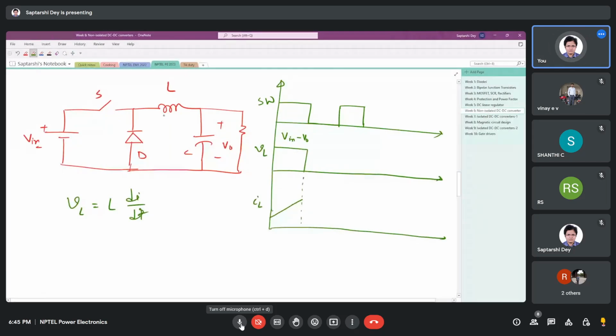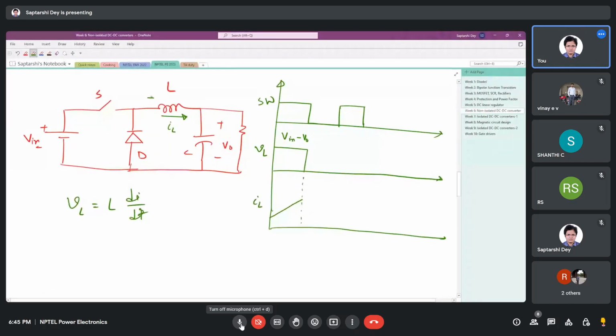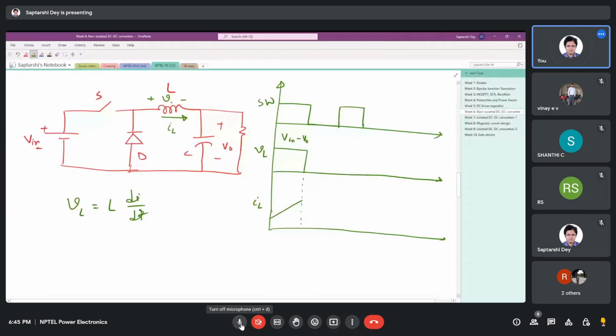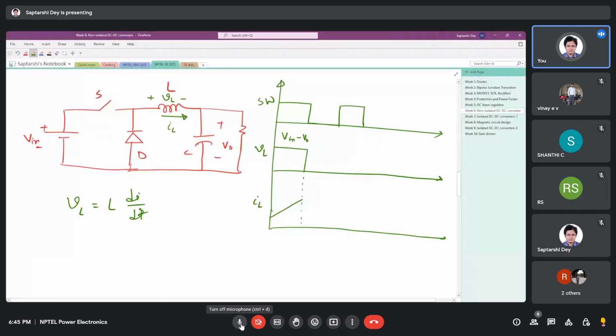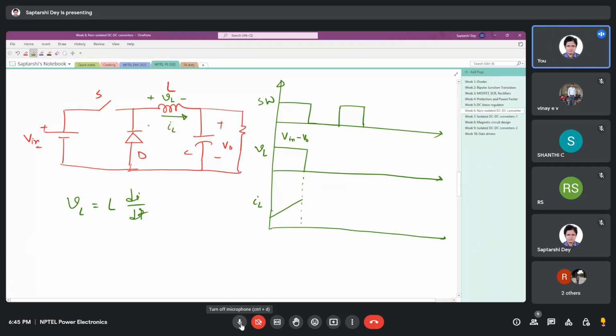Okay. So the current through the inductor, and this is VL. If I only draw the waveforms without marking the current and voltage polarities, that doesn't make any sense. Whenever you do, make sure that you are marking them on the circuit. So this we have right now. Our switch is closed and this diode.